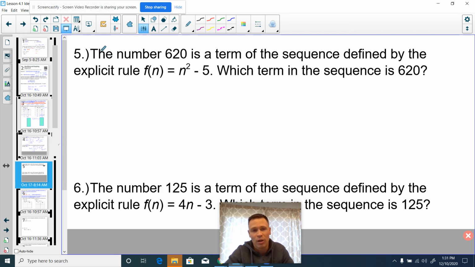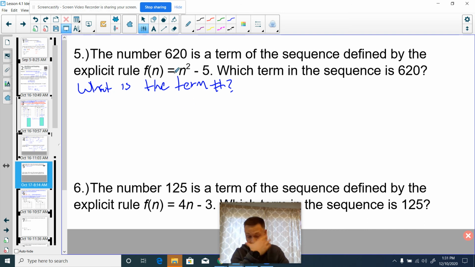So let's read through this problem. It says the number 620 is a term of the sequence defined by this explicit rule function. Which term in the sequence is it? So what we're looking for is the term number. We don't know what that is. So here's how we do it.